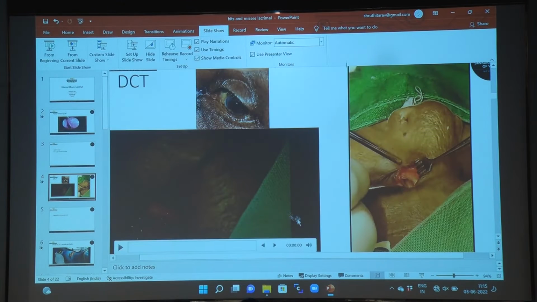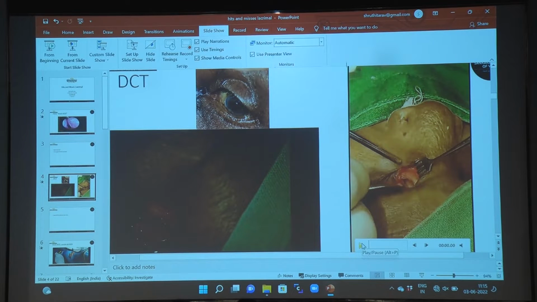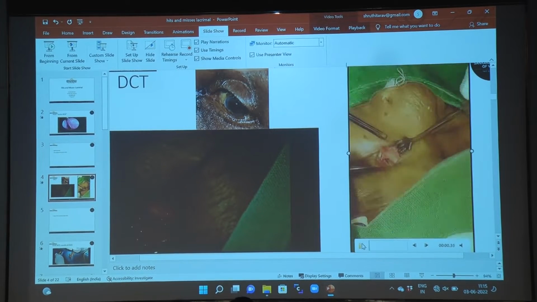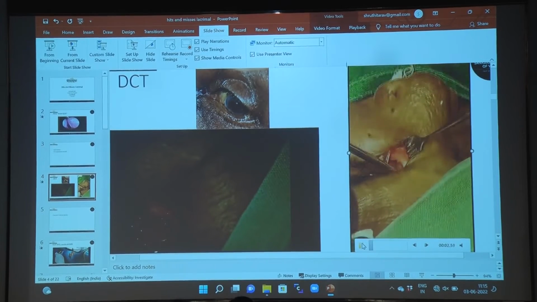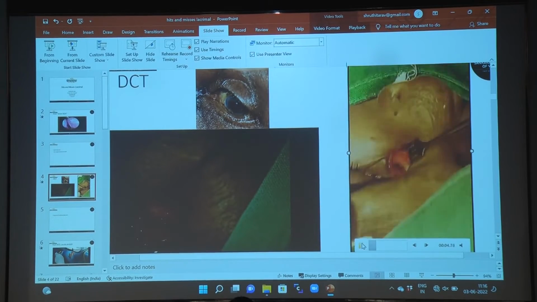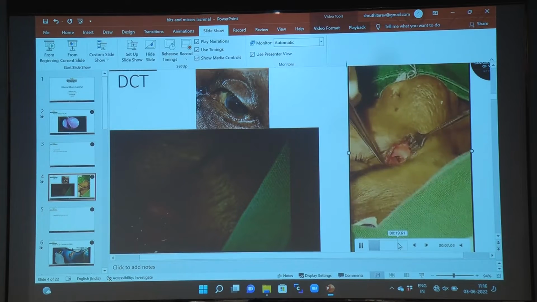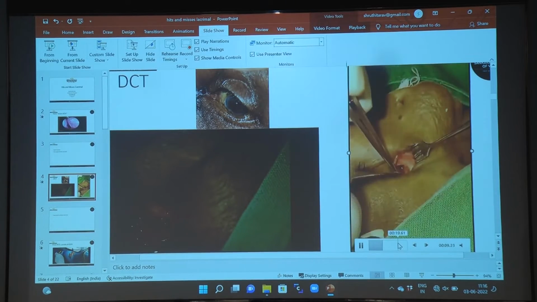So this was another patient who had, as per the discharge summary, had a DCT done. Now what happened? Same thing. I could see the entire sac there. The sac was still intact, and I could do a perfect external DCR in this patient.